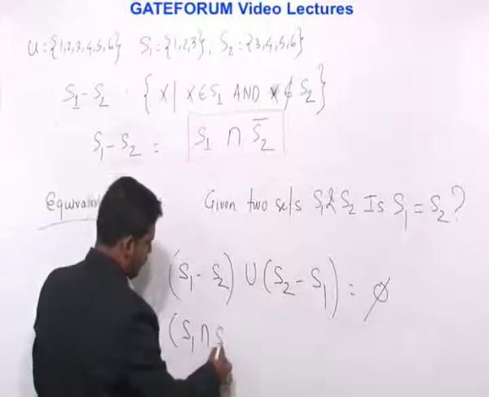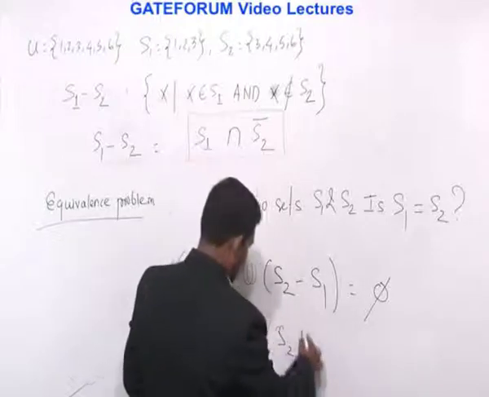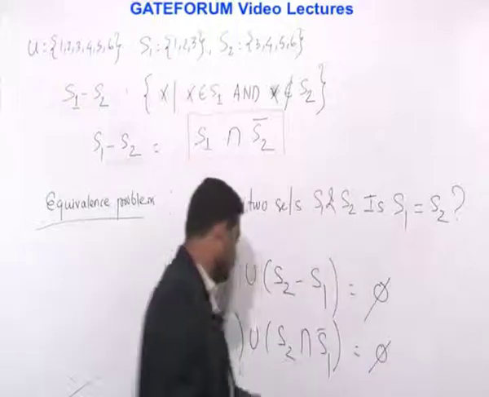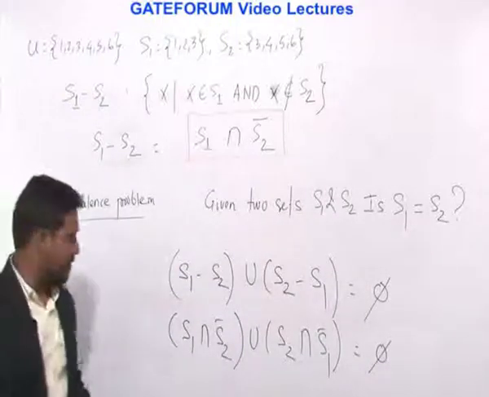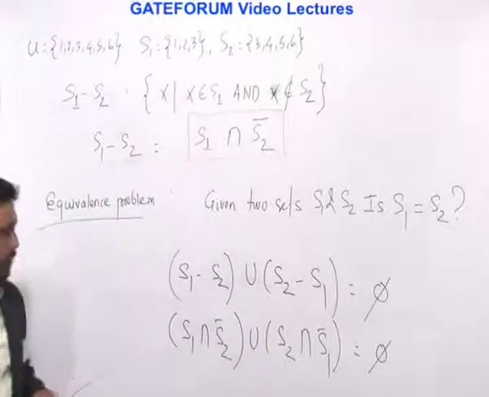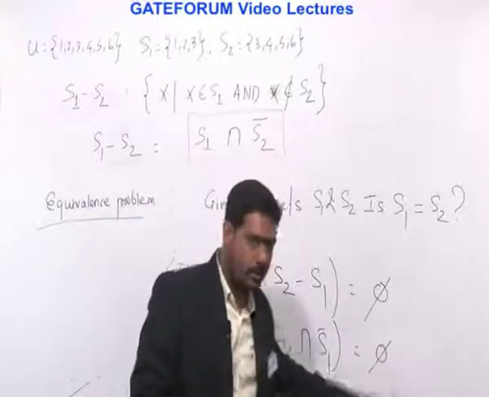S1 intersection S2 complement union S2 intersection S1 complement should be equal to phi. So this is how we check whether two given sets are equal: S1 minus S2 union S2 minus S1 should result in an empty set.